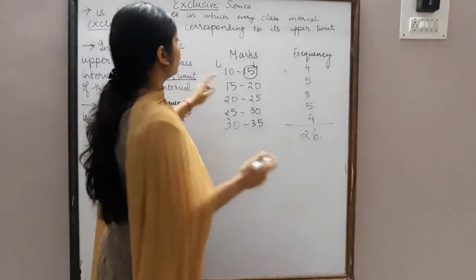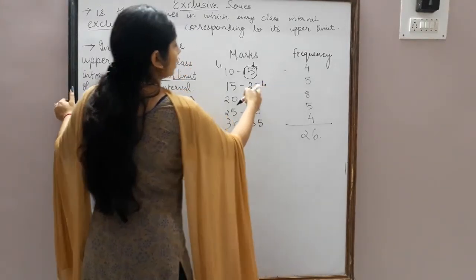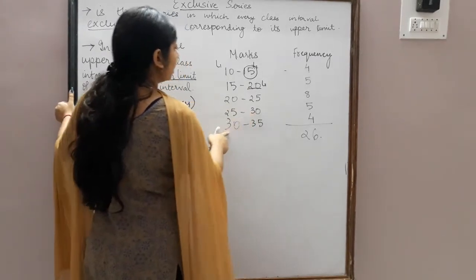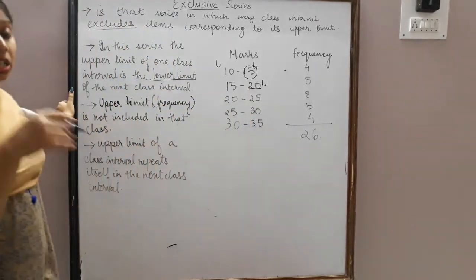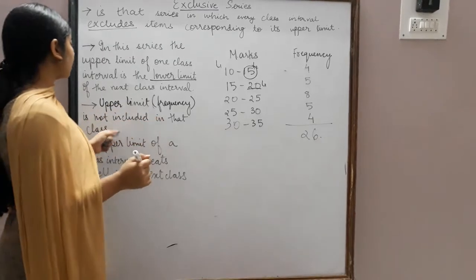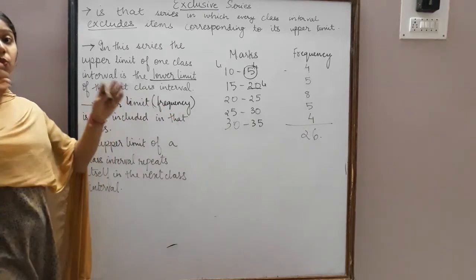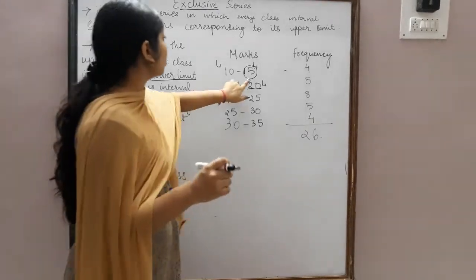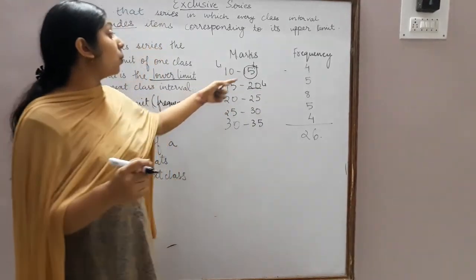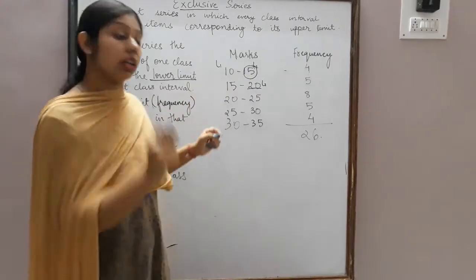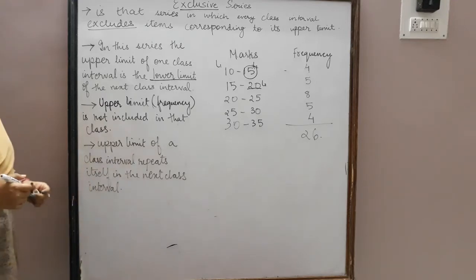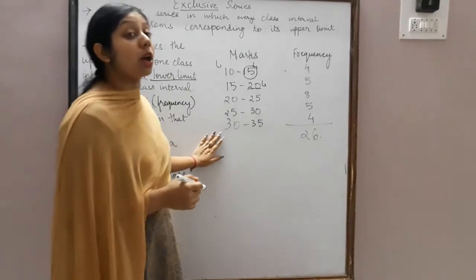So over here, you see 20. This is the upper limit in the second class interval. It becomes the lower limit in the third class interval. Similarly, 30 becomes the lower limit of the next class interval. The upper limit frequency is not included in that class. That means the items having the value of that particular limit will not be included in that same class, but in the next class where the number becomes the lower limit. The upper limit of a class interval repeats itself in the next class interval. We've already discussed this before. I hope this is clear.